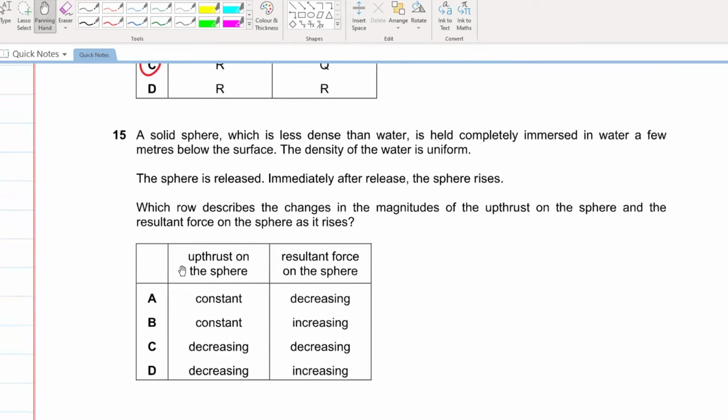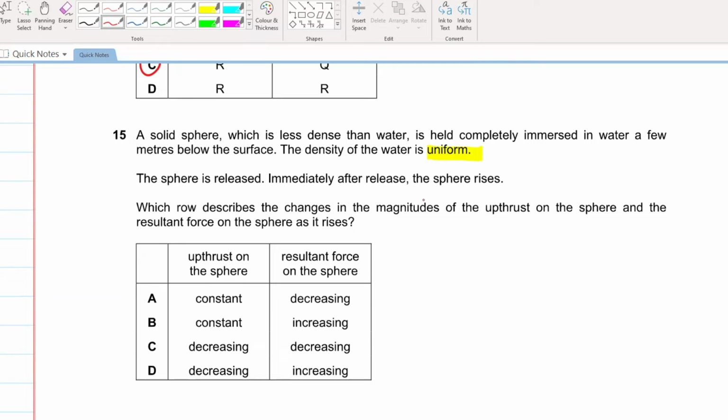A solid sphere which is less dense than water is held completely immersed in water a few meters below the surface. The density of water is uniform. The sphere is released, and immediately after the release, the sphere rises. Which row describes the changes in the magnitude of the upthrust on the sphere and the resultant force on the sphere as it rises?